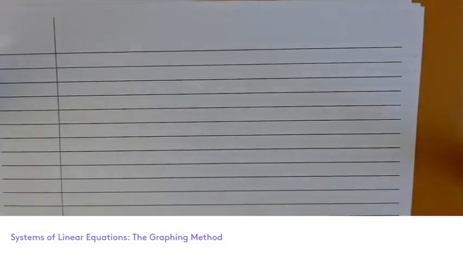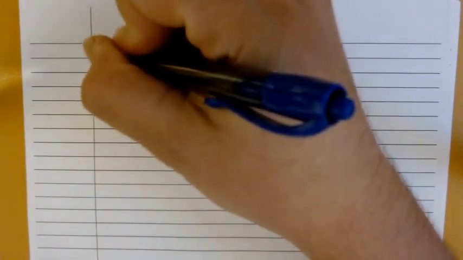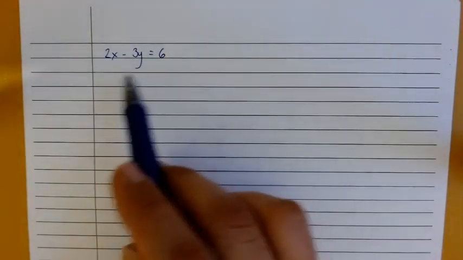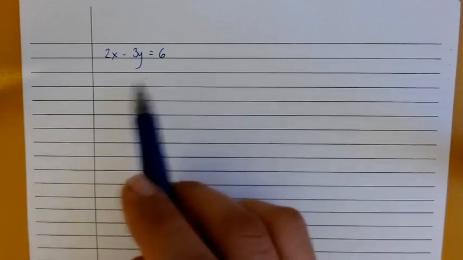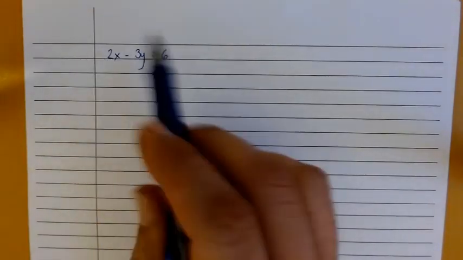Let's take a look now at solving systems of linear equations using the graphing method. Whenever you have a linear equation, the graph of that equation is a straight line. So for example, let's say we were going to graph 2x minus 3y equals 6. Well, we could graph that by either finding individual solutions and plotting our points, or we can write this in slope-intercept form and do it that way. Either way, we're going to get the graph of this equation.